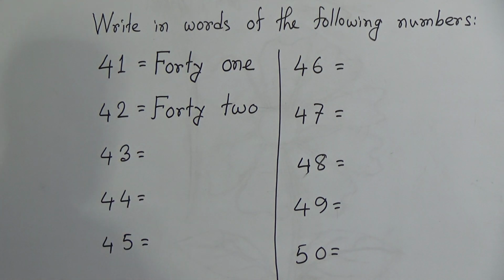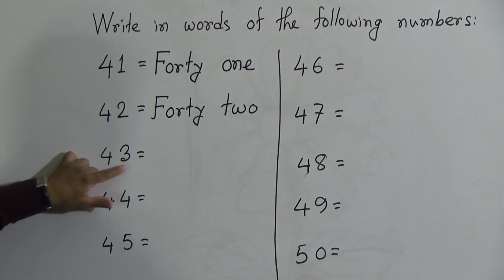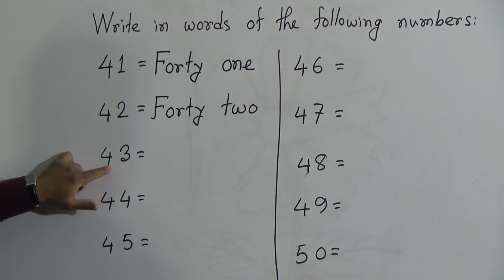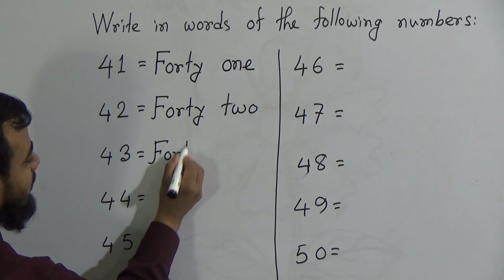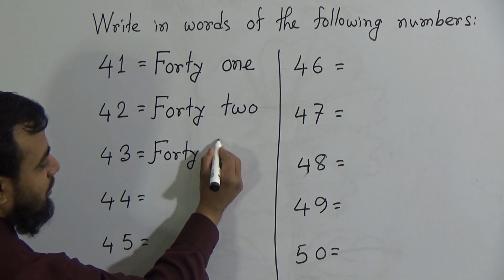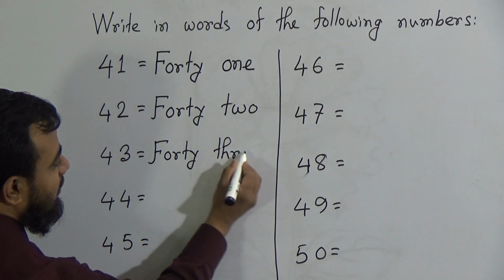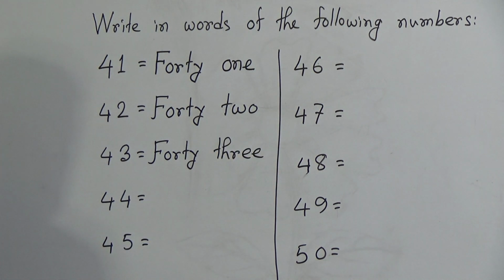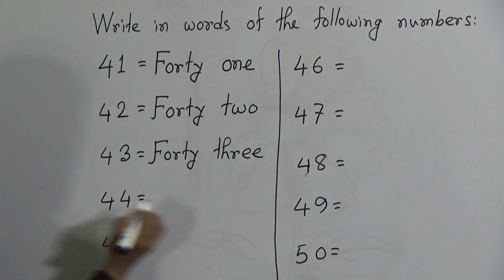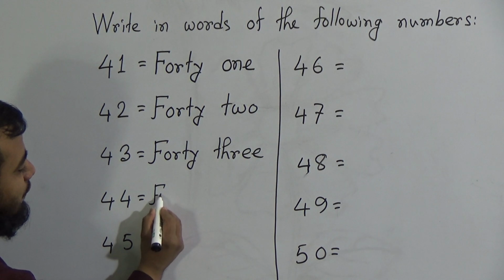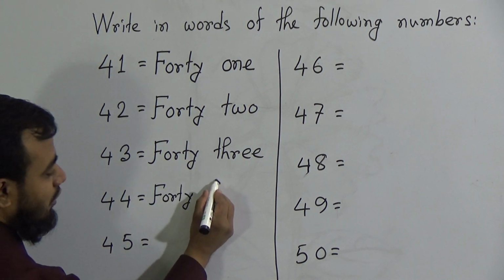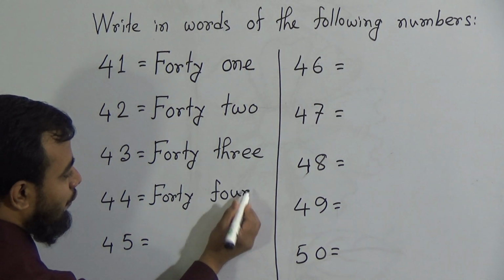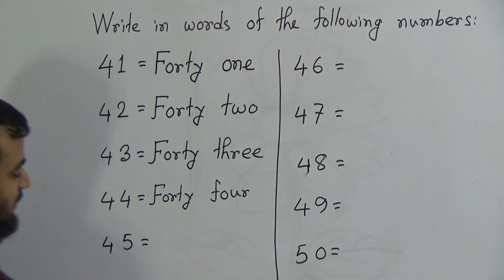Okay, like this. The next number is 43. 4 and 3 makes the number 43. So how to write down 43? First of all, you should write down 40 in spelling, F-O-R-T-Y, 40. Then 3, the spelling of 3 is T-H-R-E-E, 3. Okay, after 43 the number that comes is 44. 4 and 4 makes the number 44. So the spelling of 40, F-O-R-T-Y, 40, and 4, the spelling of 4 is F-O-U-R, 4, 44.